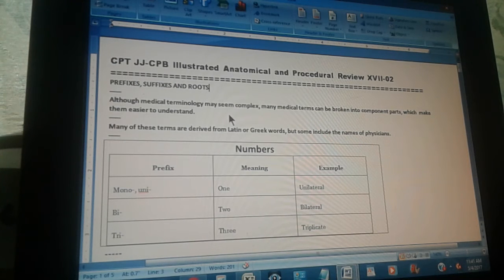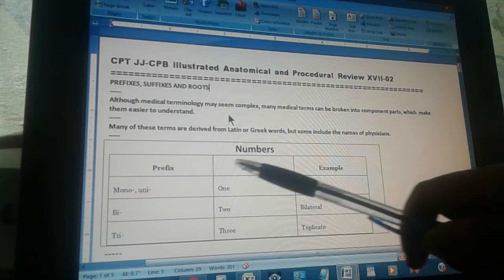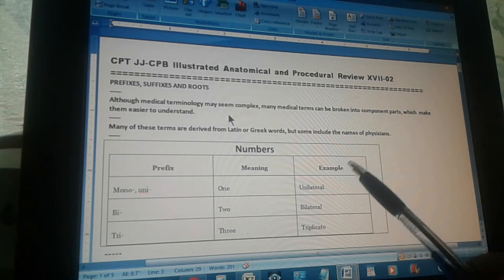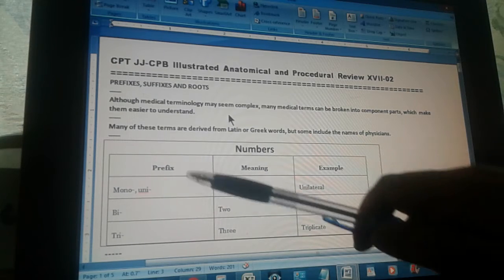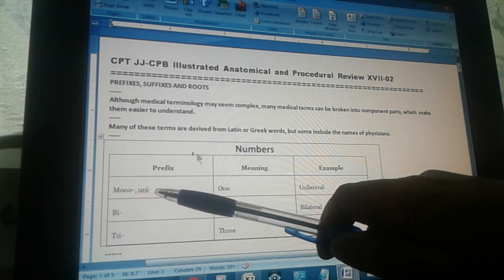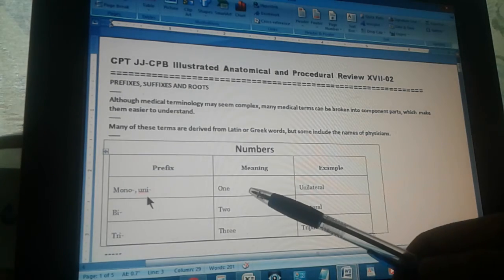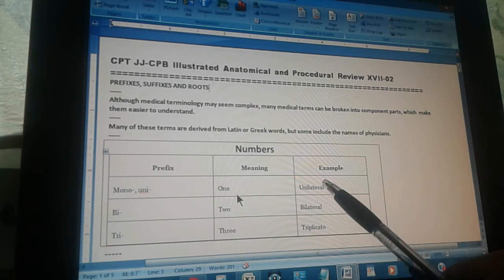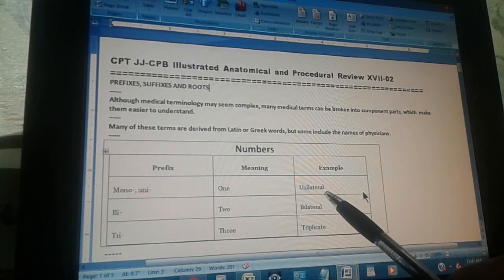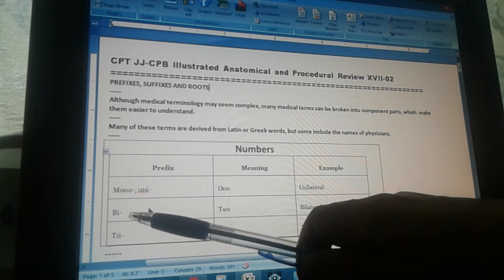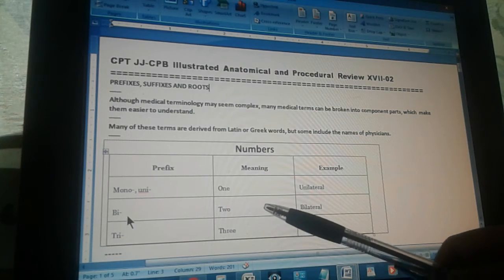So now we have an example for numbers. There's the prefix, which comes before the word, the meaning of the prefix, and an example. The first prefix that we have is mono or uni, which means one. The example is unilateral, which means pertaining to one side. The second prefix we have is bi.